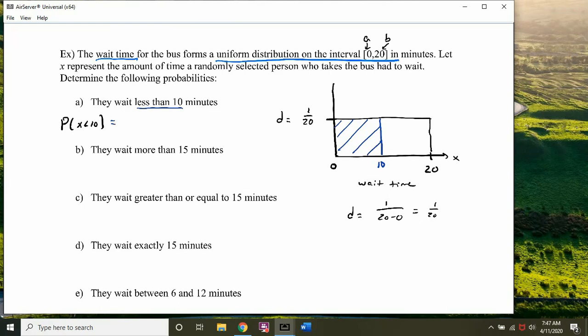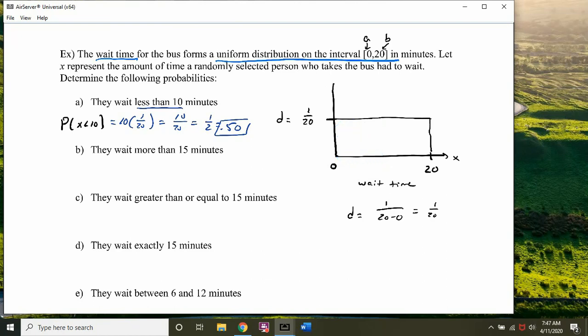Base times height. From 0 to 10, that's a base of 10. And the height we know is 1 over 20. So here we're going to get 10 over 20, or 1/2, or 0.5, or a 50% chance. Okay, there's a 50% chance that this person is going to wait less than 10 minutes for the bus. Let's take a look at part B.